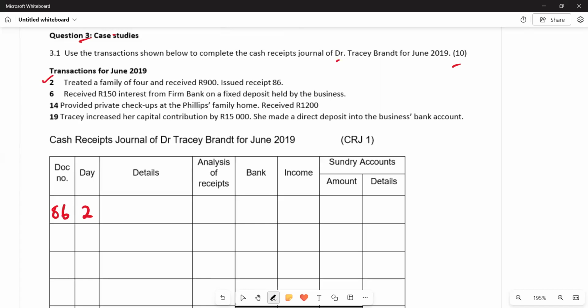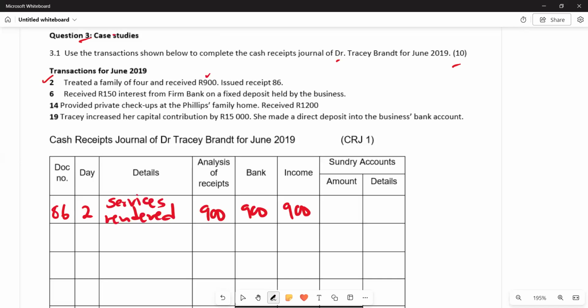Then on details, if you look at details there, you are going to see that these are services that have been rendered in terms of treatment of the family. So you can just say services rendered. And then the amount that we have is 900. So we're going to say 900, which is the same amount that should come under our bank. And it's also part of our income. So we leave it like that.